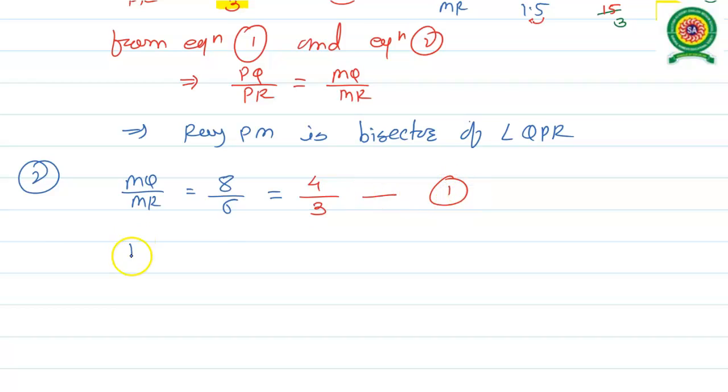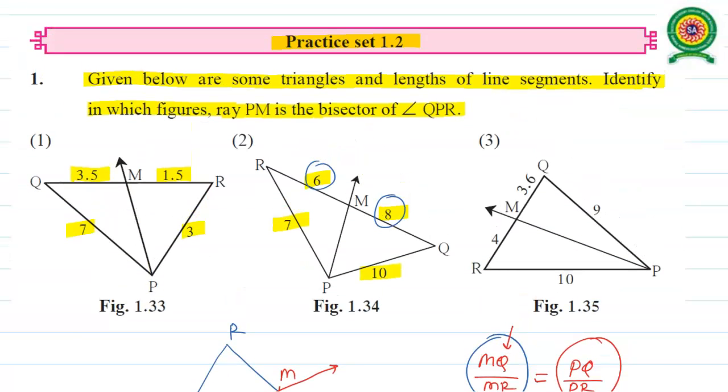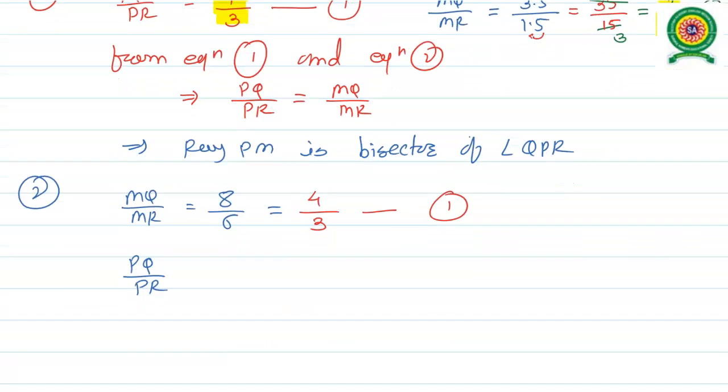Now let us evaluate PQ divided by PR. Looking at the figure, PQ is 10 and PR is 7. So I am writing PQ divided by PR equals 10 by 7. There is no common divisor between 10 and 7. I would like to call it equation number 2. Now look at the RHS of equations 1 and 2.